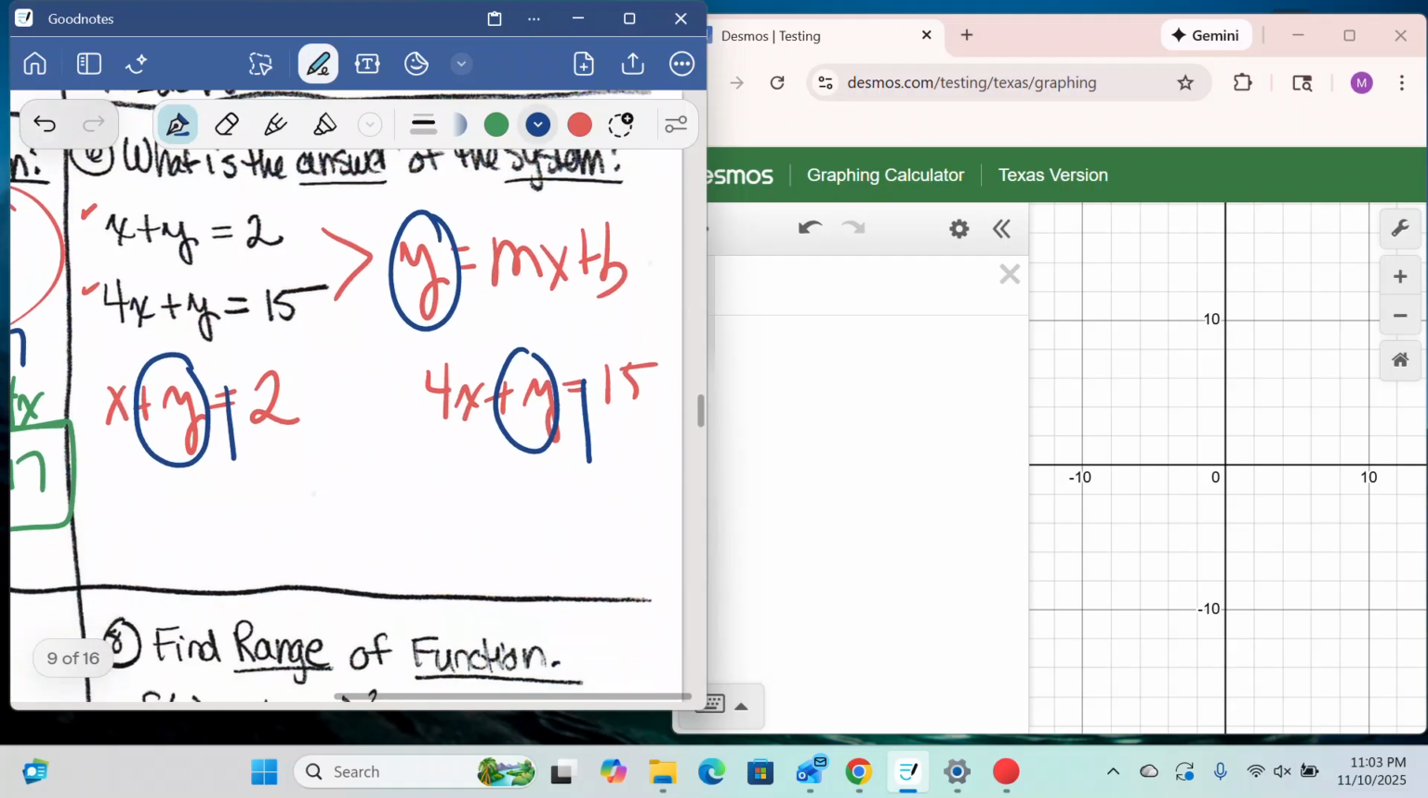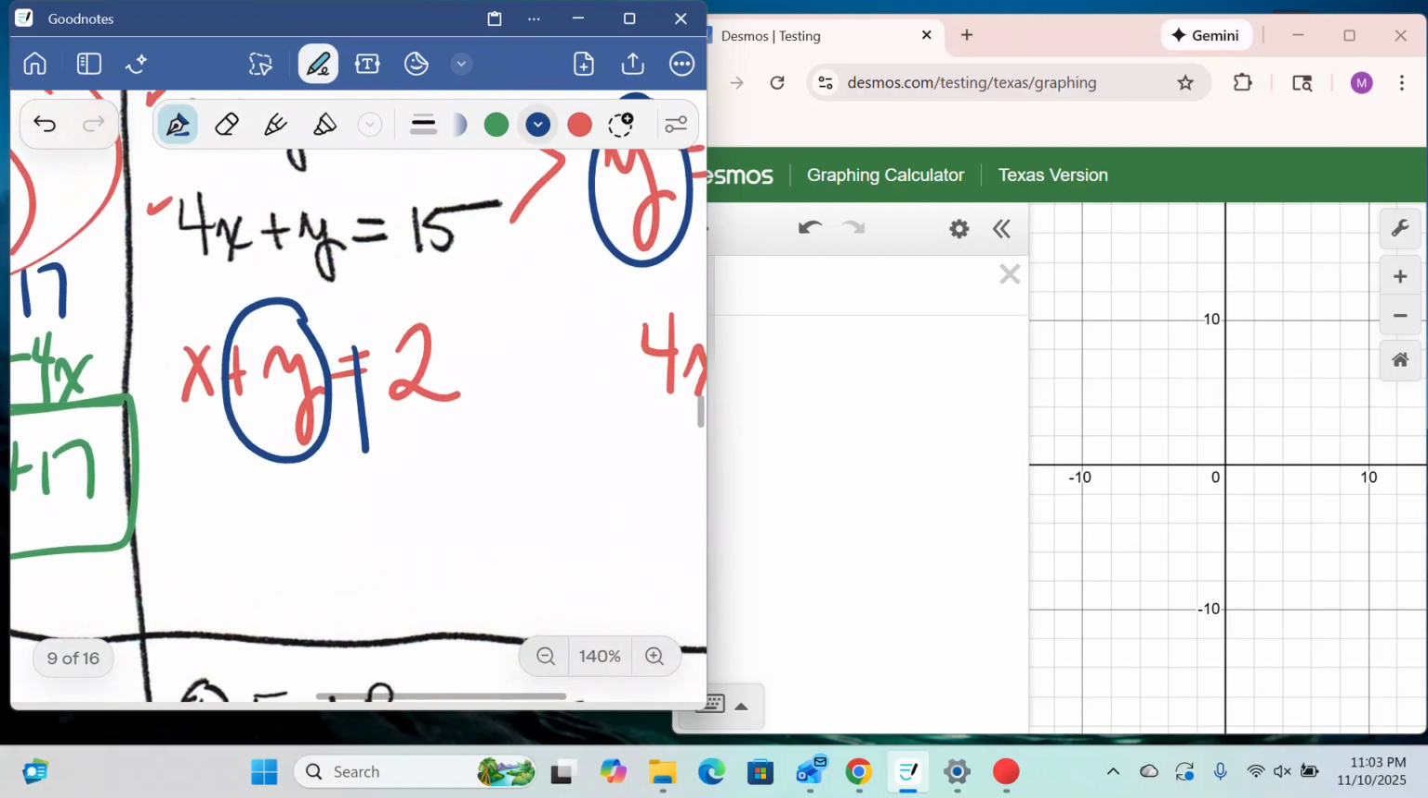And then I'm going to solve for the y. Well, in order for me to solve for the y, I've got to get rid of that positive x. How do I get rid of positive x? I'm going to go minus x. But if I go minus x to this side, I've got to go minus x to this side. And remember that minus x is the same as negative 1x.